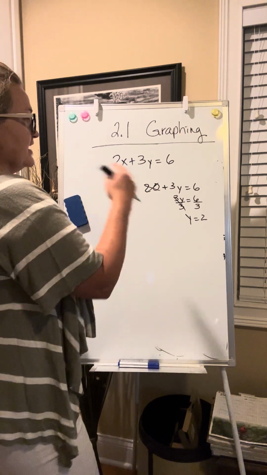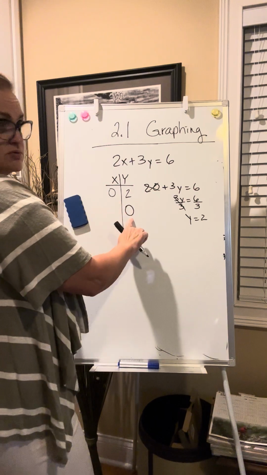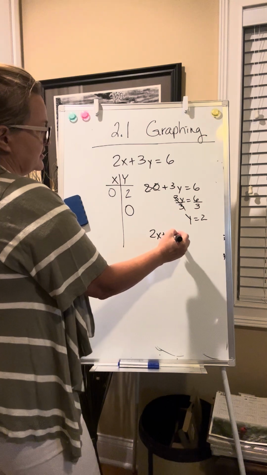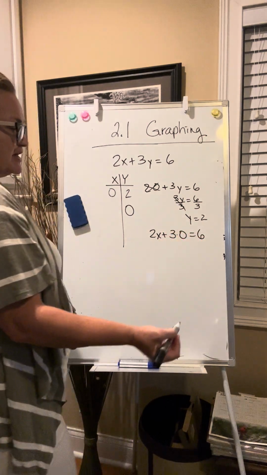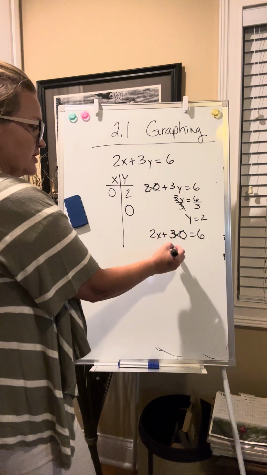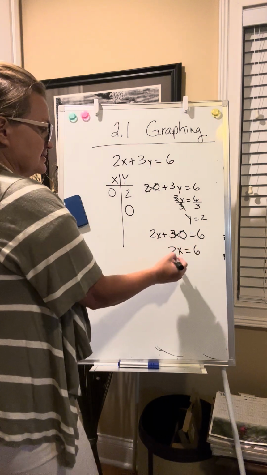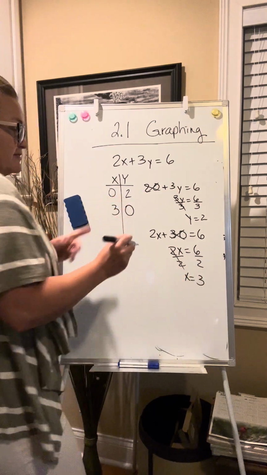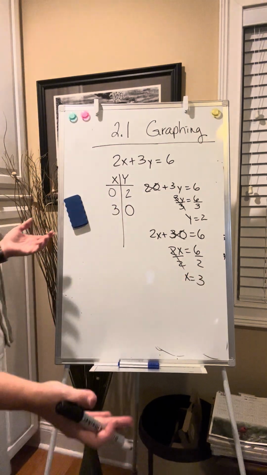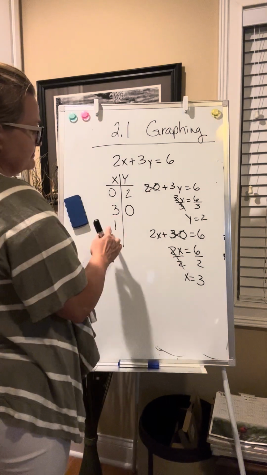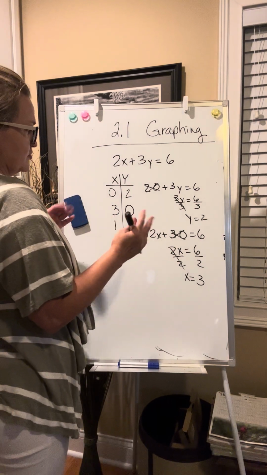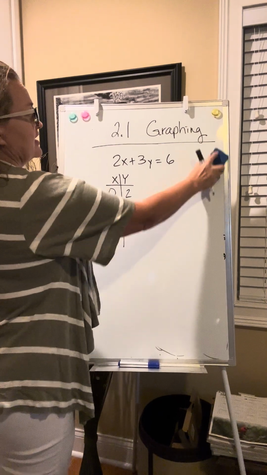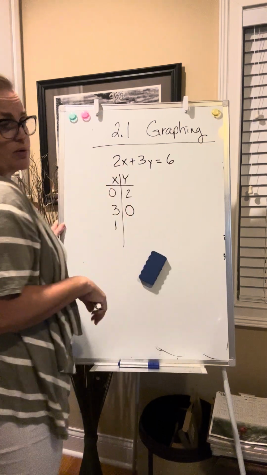I could also find the x-intercept by letting y equal 0. So if I plug in the y is 0, 2x plus 3 times y is 0, what makes that work? 3 times 0 is 0, so it's just 2x is 6. Divide both sides by 2, and x is 3. That's the x-intercept. Then we could find other points. I could plug in x is 1, x is 2, x is any number that you can imagine. There's infinite x, y values that solves this equation.